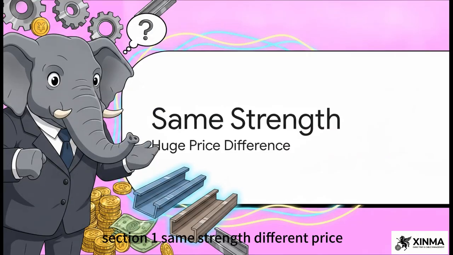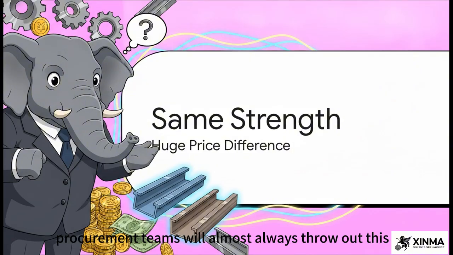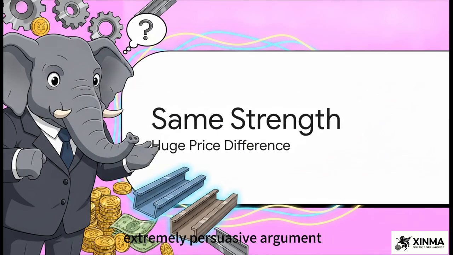Section 1. Same strength, different price. Now, in budget meetings, procurement teams will almost always throw out this extremely persuasive argument. On day one out of the factory, the structural integrity of both materials is completely identical. So why pay more for the exact same thing?